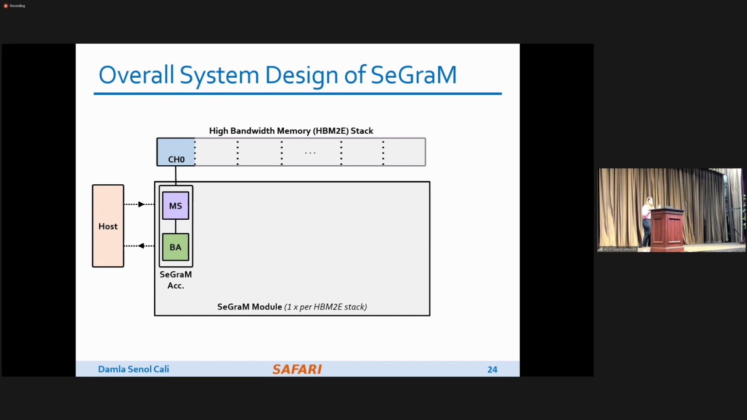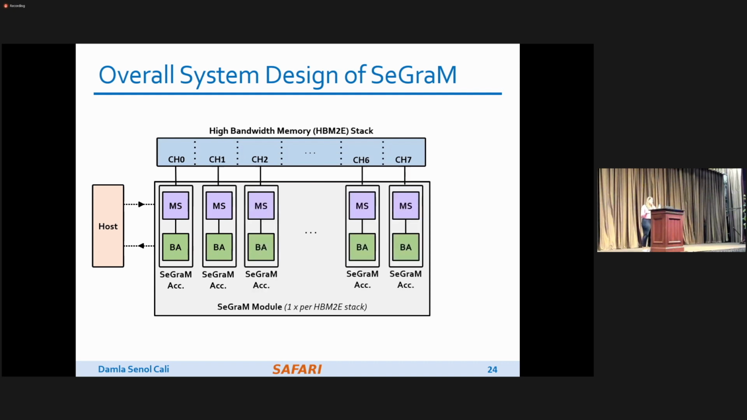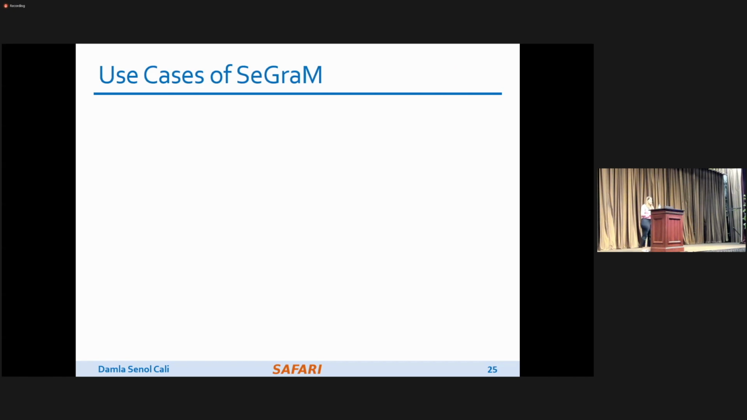So each HBM stack has 8 memory channels, connected to 8 SeGraM accelerators, which define one SeGraM module. And our hardware platform includes 4 off-chip HBM stacks. So we have 4 SeGraM modules in total, so 32 SeGraM accelerators in total. As a result of the flexibility and modularity of the SeGraM framework, we can run each accelerator together or separately.